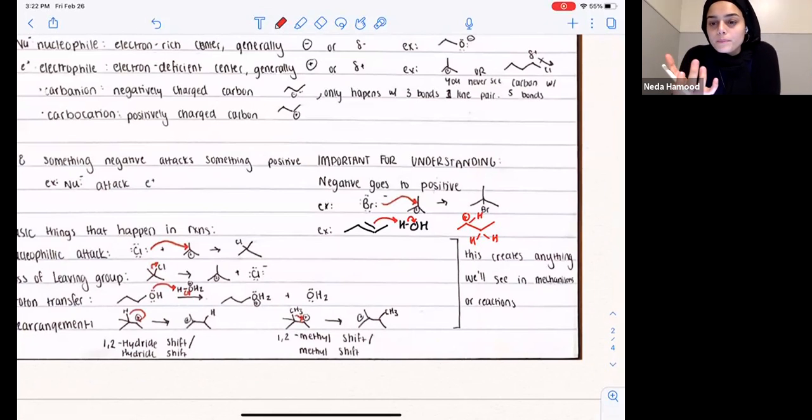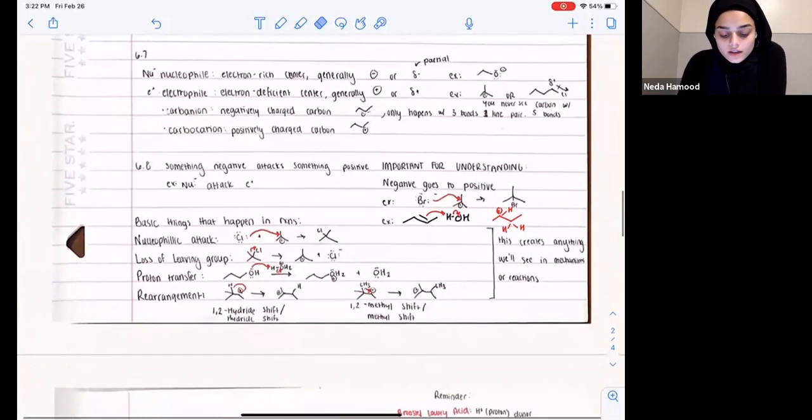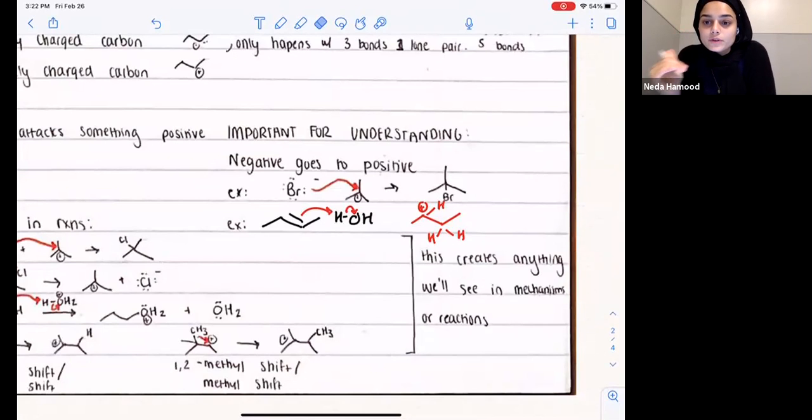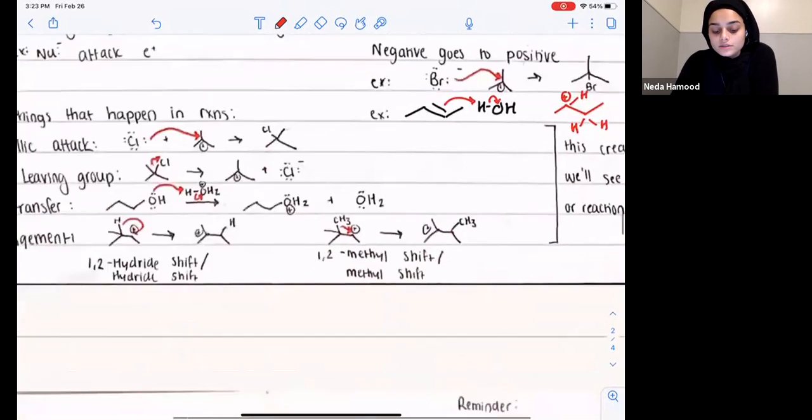So again, we know that bonds in general are just made up of electrons. Let's say that we have something like this, so this is the p orbital. This is what's making our pi bond, p orbitals overlapping. So that's kind of like exam 1 material. But I repeat this all the time: negative goes to positive. So we'll have electrons going and attacking a carbon ion, or sorry, a carbocation. Yeah, my bad. Just like that. That's what we'll see in pretty much all the reactions.